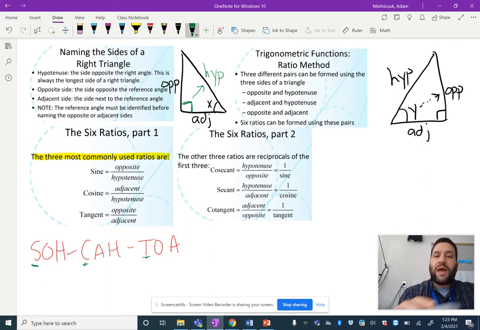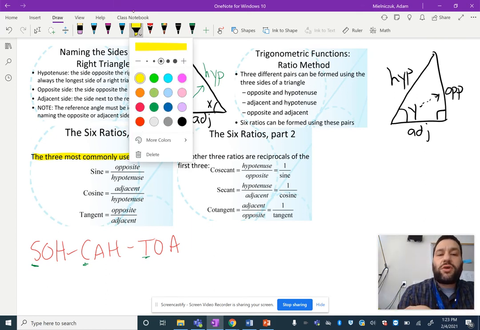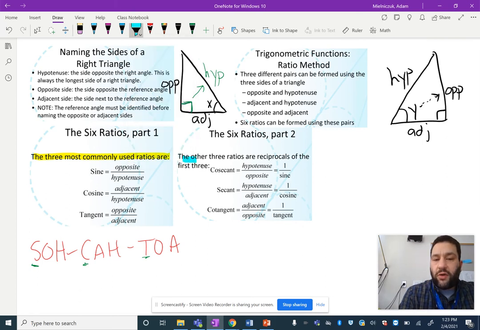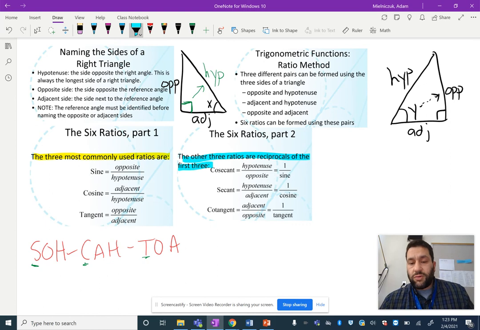More importantly, we have 3 other ratios to look at. The other 3 ratios are reciprocals of the first 3. So to get cosecant, you take your sine and flip it upside down. To get secant, you take your cosine and flip it upside down. And for cotangent, you take your tangent and you flip it upside down.